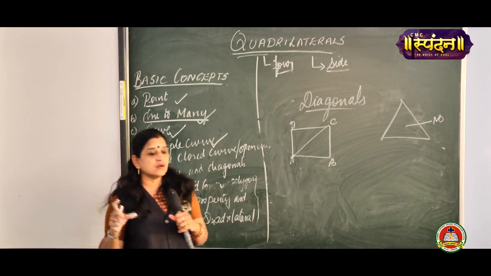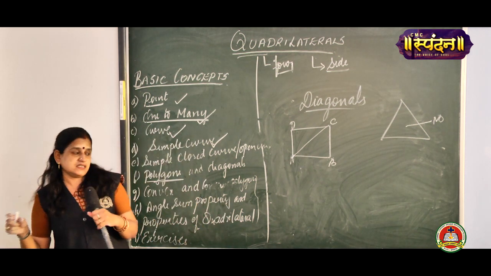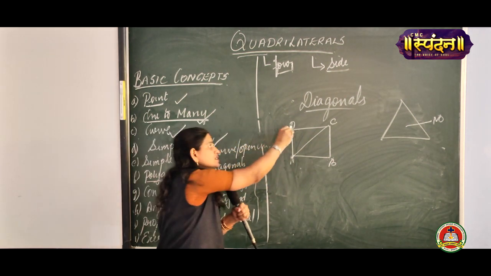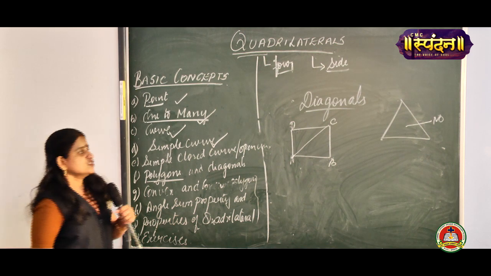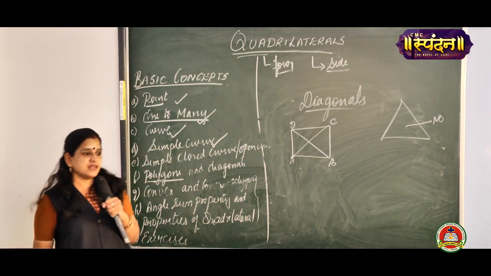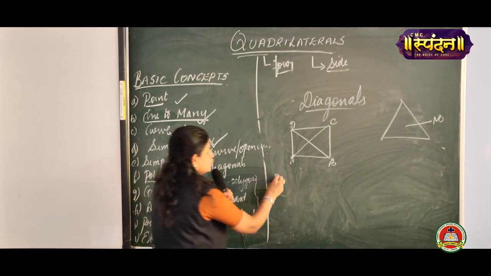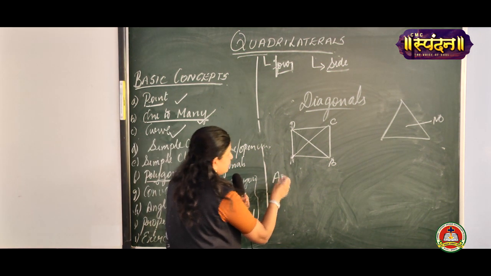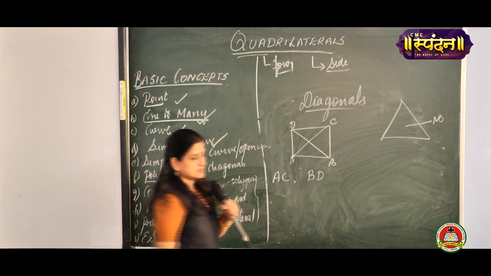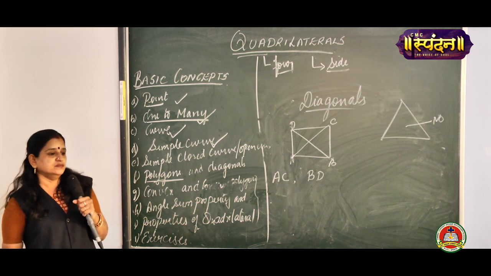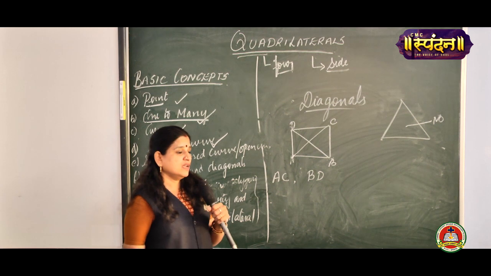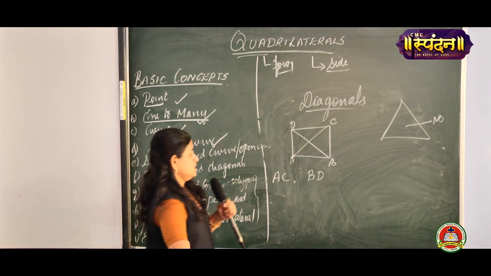I need a non-consecutive vertex. So for B, D is a non-consecutive vertex. So I can join BD and say BD is a diagonal. So how many diagonals do you have here? AC is one diagonal and BD is another diagonal. Similarly, different polygons will have different numbers of diagonals.